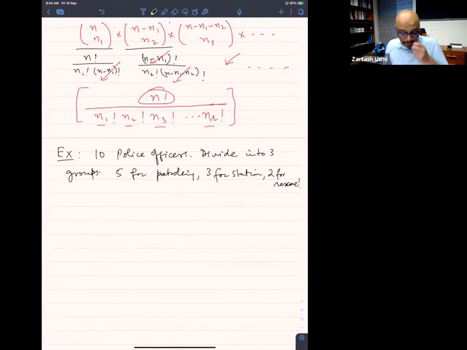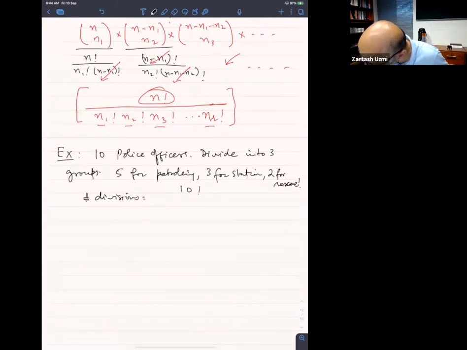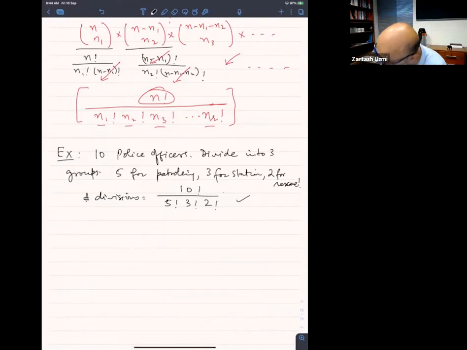So how many number of ways, number of divisions? So number of divisions possible is 10 factorial by 5 factorial, 3 factorial, 2 factorial, and we are done. This is 2520. We are done here.